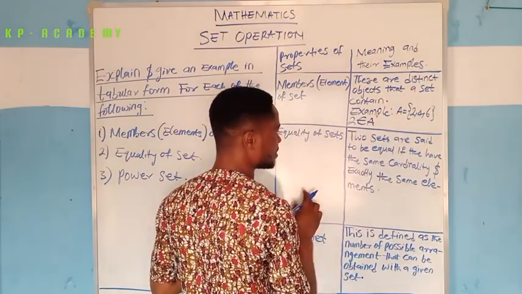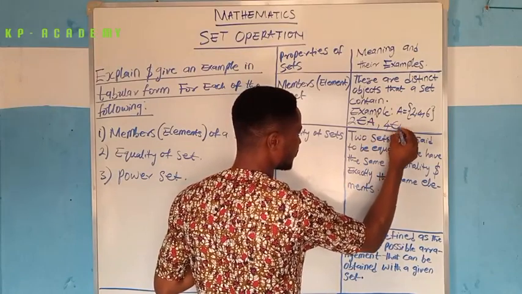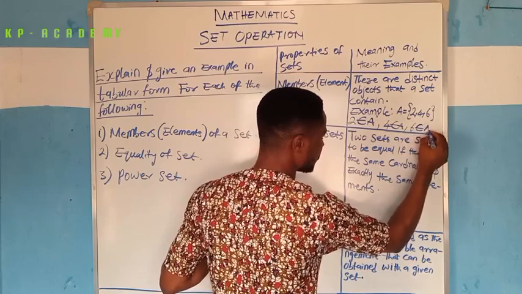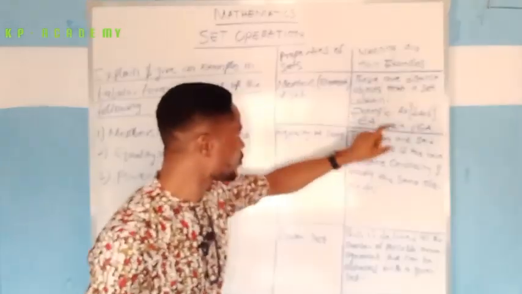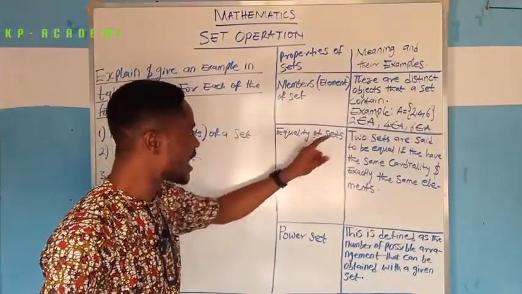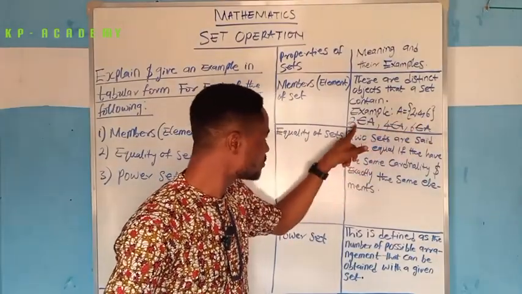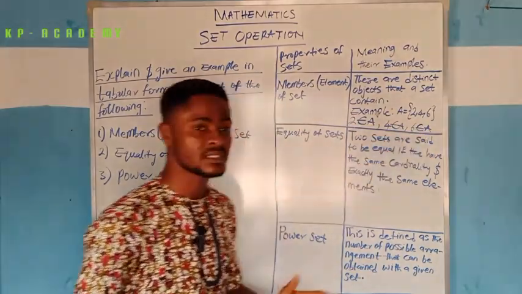This is how we represent it. Or we can as well say that 4 is an element of A, 4 ∈ A. And again, 6 is an element of A, 6 ∈ A. So this is how we represent it. So now we've defined what members or elements of a set is, and we've given an example that this is set A, and 2 is an element of A, 4 is an element of A, 6 is also an element of A.